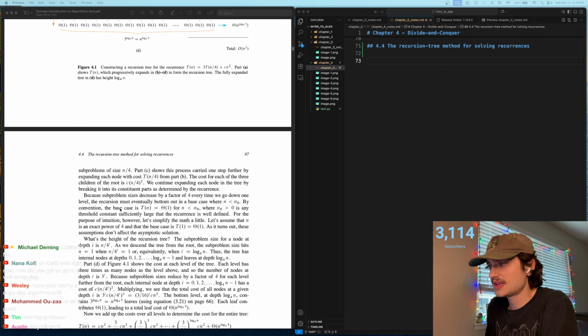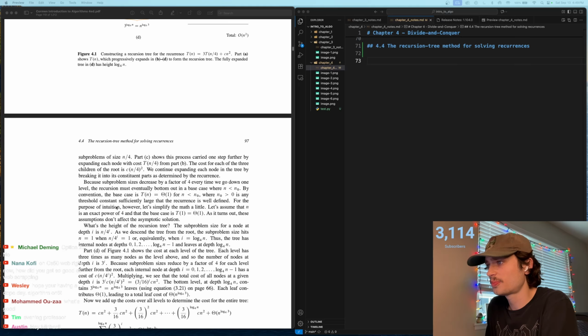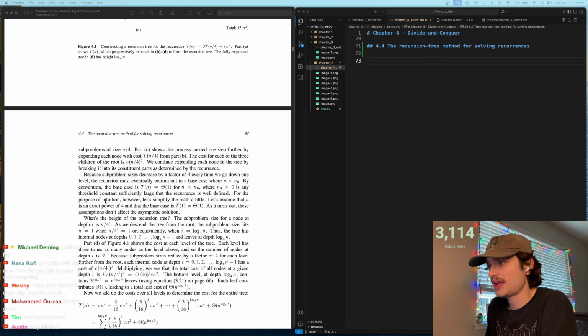By convention, the base case is T(n) = Θ(1), where n is less than n₀, and where n₀ is greater than 0. Any threshold constant sufficiently large that the recurrence is well defined will do. For the purpose of intuition, however, let's simplify the math a little. Let's assume that n is an exact power of 4, and the base case is T(1) = Θ(1). As it turns out, these assumptions don't affect the asymptotic solution.